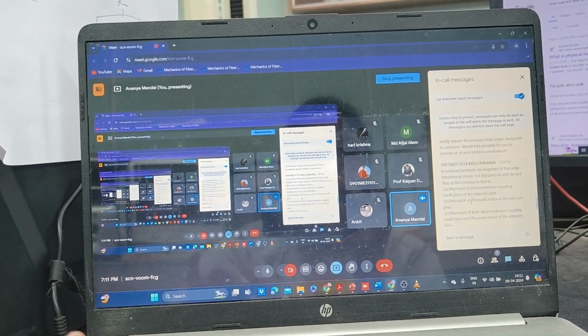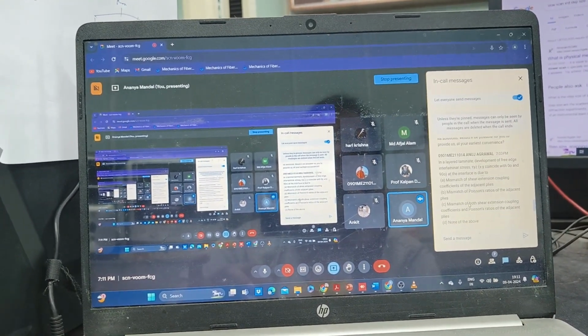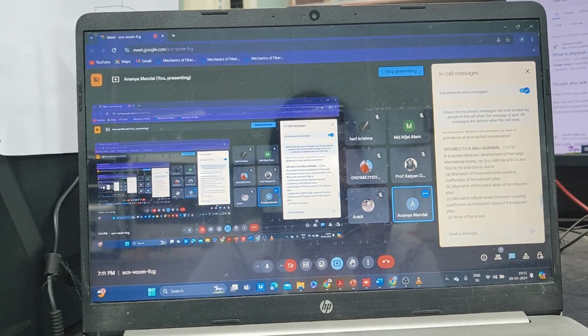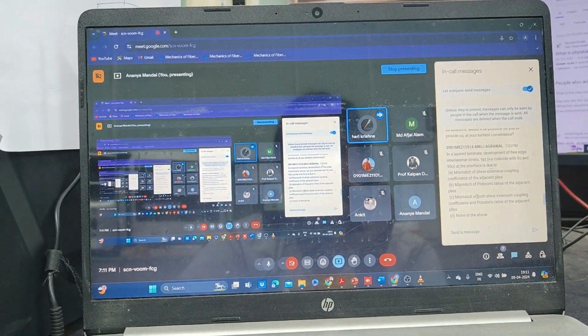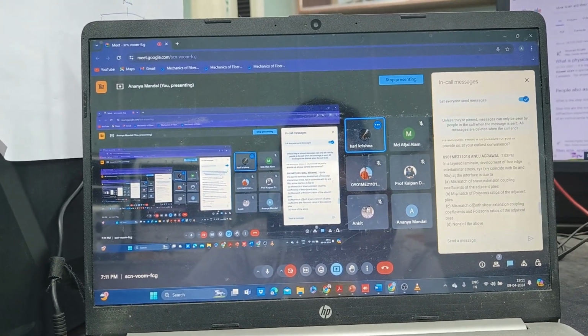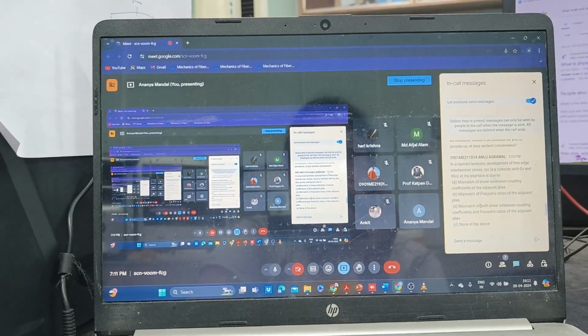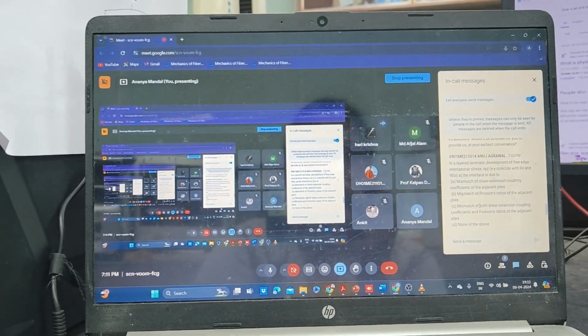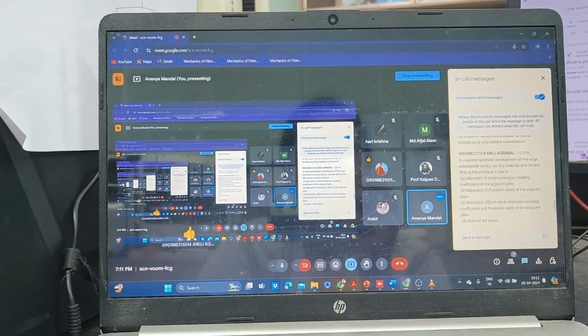Okay, so who asked this? Hari asked. Okay, Hari, what will be the answer then? From the mismatch of Poisson ratio in the adjacent ply. Option B, ma'am. Yes.